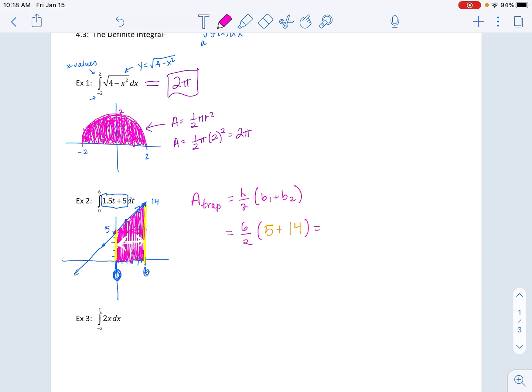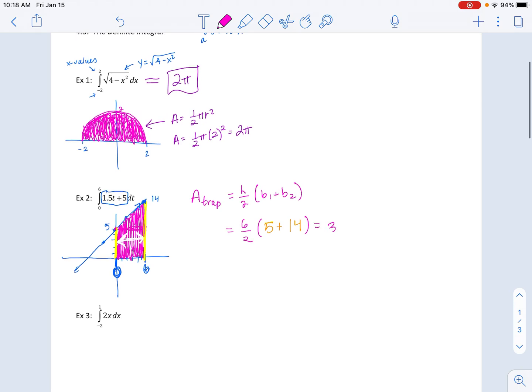3 times 19, I guess. Is that what that says? 3 times 19. So 57 would be our answer for this one.